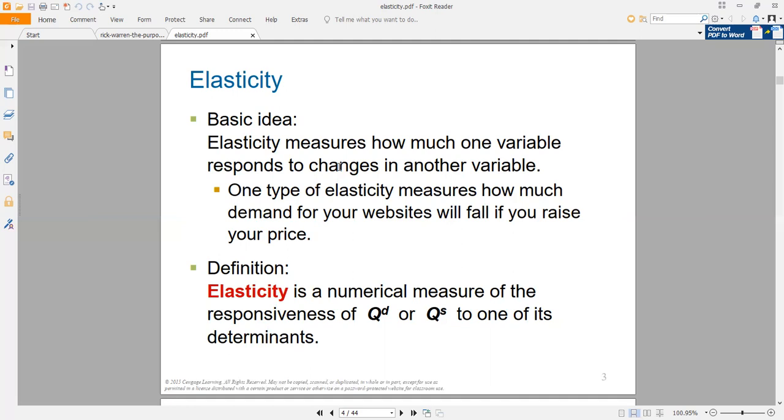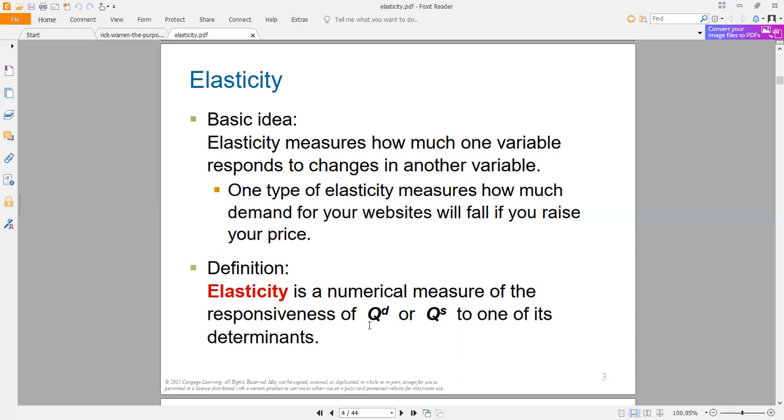In other words, how do consumers respond to changes in price in terms of the quantity that they buy? So elasticity is a numerical measure of the responsiveness of quantity demanded or quantity supplied. So here we are talking about both elasticity of demand and elasticity of supply. So elasticity is a numerical measure of the responsiveness of either quantity demanded or quantity supplied to one of its determinants. That's why we have types of elasticity. So when we are talking about price elasticity of demand, then we are looking at the numerical measure of the responsiveness of quantity demanded to changes in price.